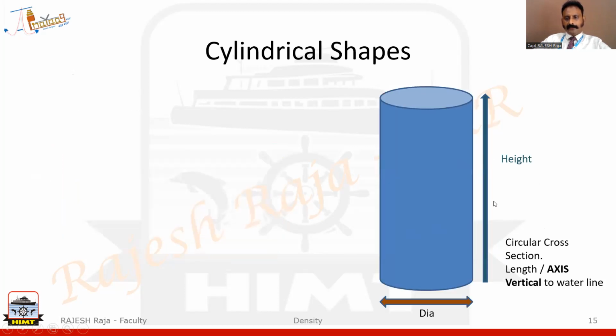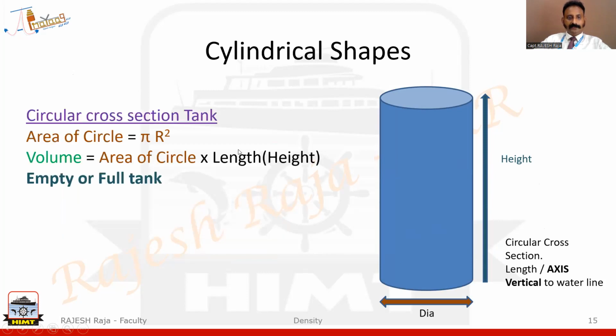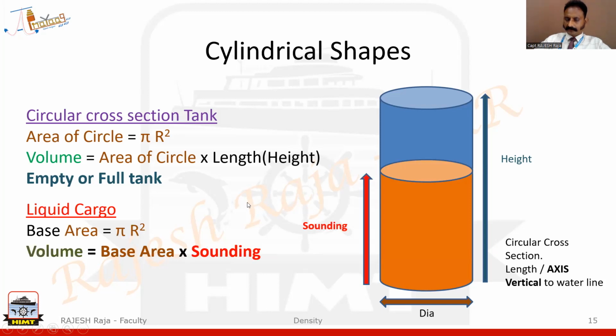Now let me take a tank which is vertical. Again, same thing, I can calculate the empty volume. The base area is a circular base area, so area is pi r square. You see, volume is your area into the length or the height. But what happens if I fill some cargo? You will see it will form this kind of shape. That means again I have a sounding and an ullage, but I need the sounding for calculation of the volume. So I've shown you volume is base area into the sounding, which is pi r square into the sounding. So it's very simple calculating cylindrical shapes also.